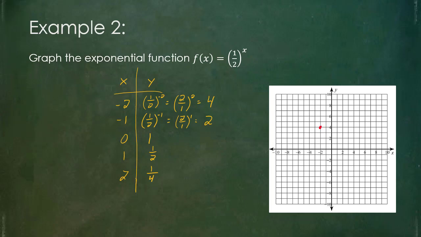Negative 1 was at 2. 0 was at 1. 1 was at 1/2. And 2 was at 1/4. So notice it's kind of doing the exact opposite. So if I really wanted to, I could go ahead and plug in -3, which would be like 1/2 to the -3, which is 2 over 1 to the +3, which would equal +8.